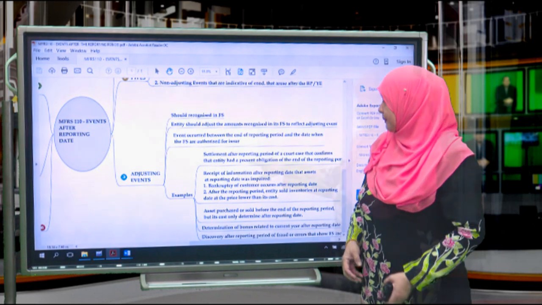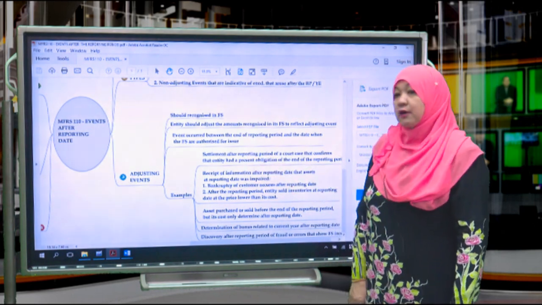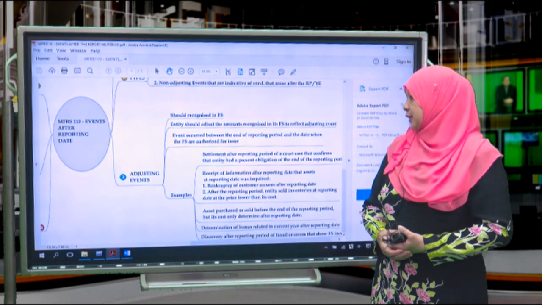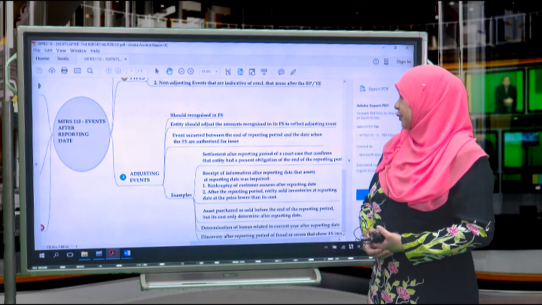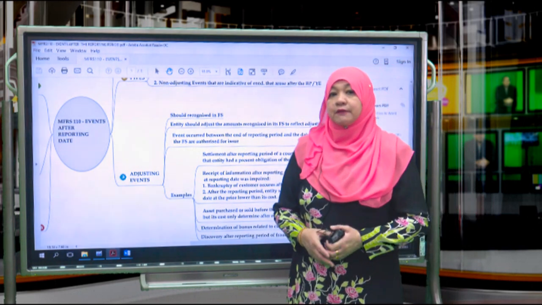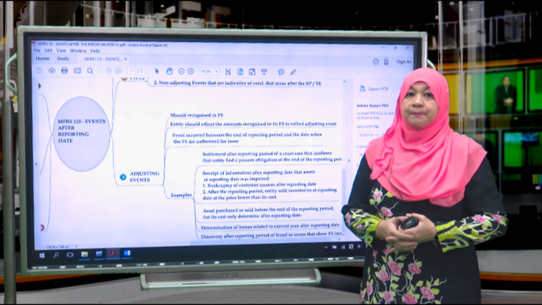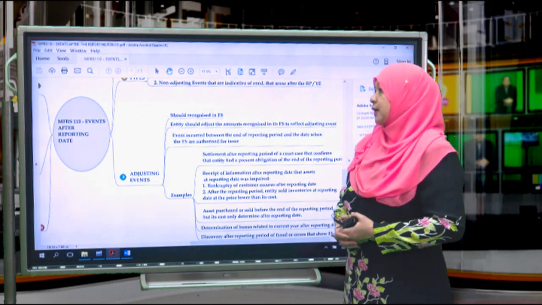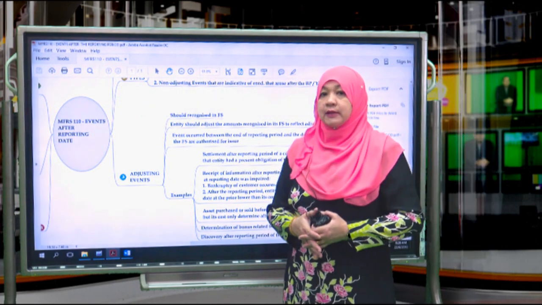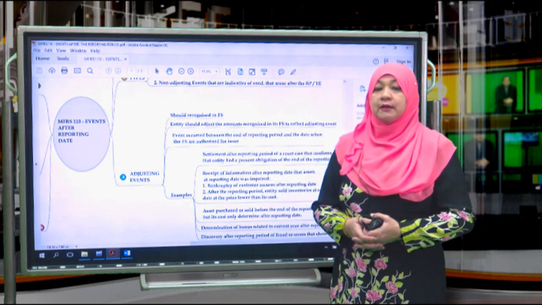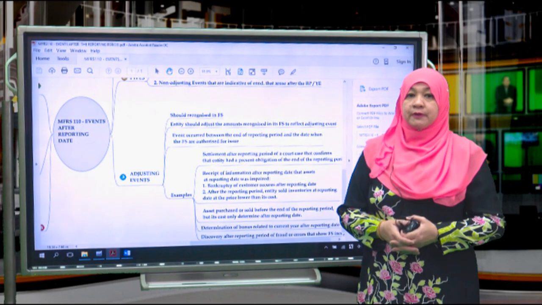Among them is the settlement after the reporting period of a court case that confirms that the entity had a present obligation at the end of the reporting period. For example, if the company is being sued for negligence or for any wrongdoings, and the court has ruled that the company has to pay out at the end of the reporting period.